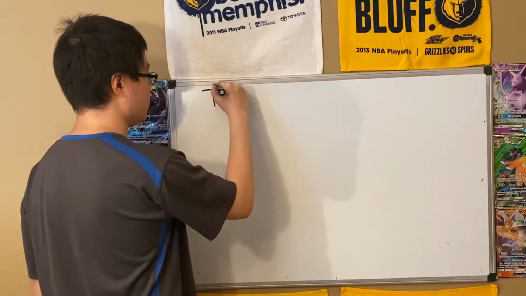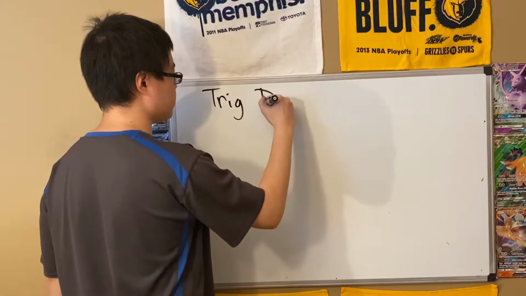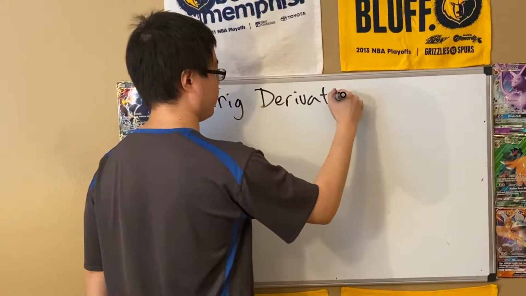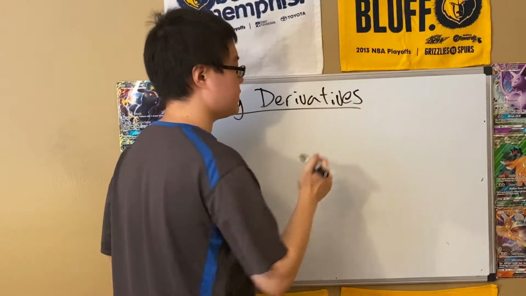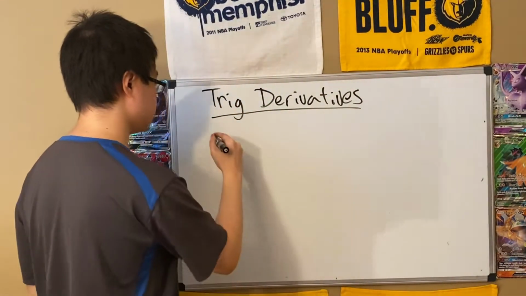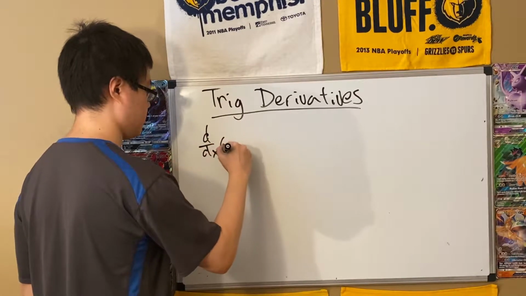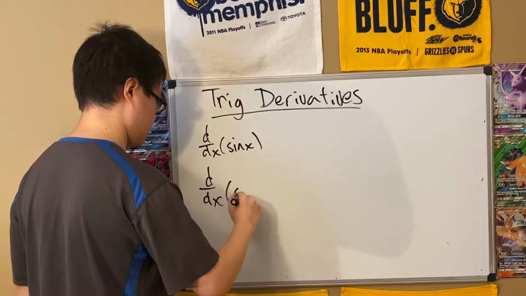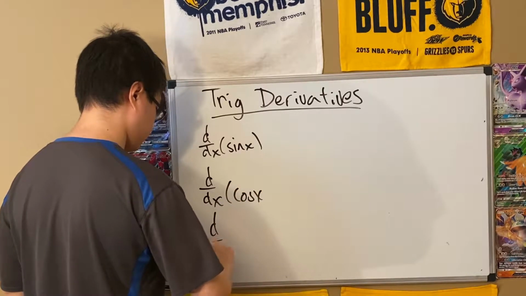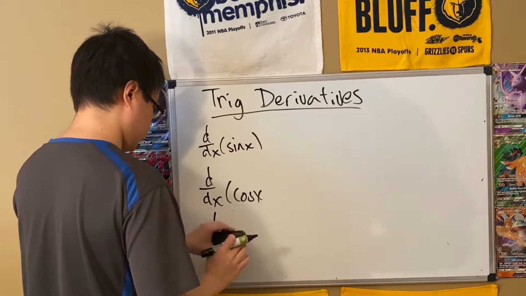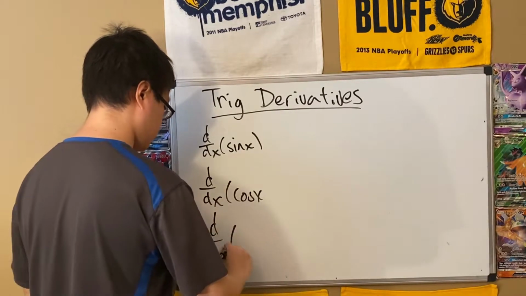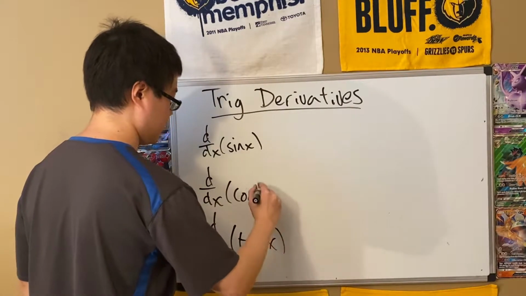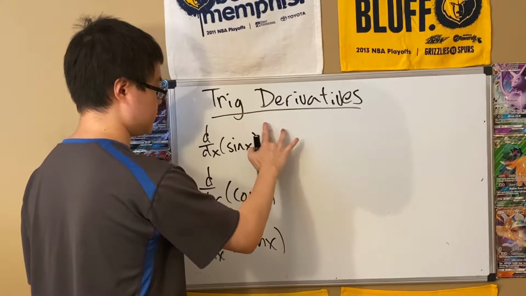So let's first talk about the trig derivatives. There's going to be 6 of them for the 6 main trig functions. The first one is sine. The second one is cosine. Then of course tangent. Don't know why I drew parentheses there.